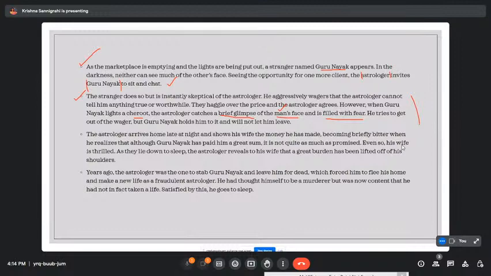So there also, there were two friends, and when they were meeting after 20 years, it was very, very dark. And in the darkness, they could not see each other's face until one of the friends actually lights up a cigar. Similarly, here also a brief glimpse of the man's face is seen and he is filled with fear. He tries to get out of the wager, but Guru Nayak pulls him to it and will not leave him.